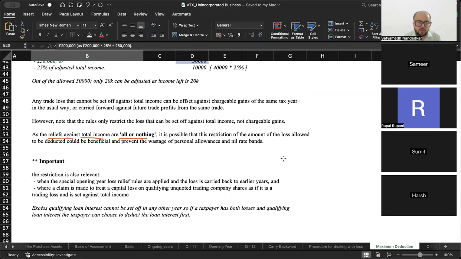The restriction is also relevant when the special opening year relief rules are applied and the loss is carried back to earlier years, and where a claim is made to treat a capital loss on qualifying unquoted trading company shares as if it is a trading loss and set against total income. Okay, restriction is relevant when the special opening year loss relief rules are applied and the loss is carried back to earlier years. If you are adjusting it against total income, naturally you will have to apply the restriction also.